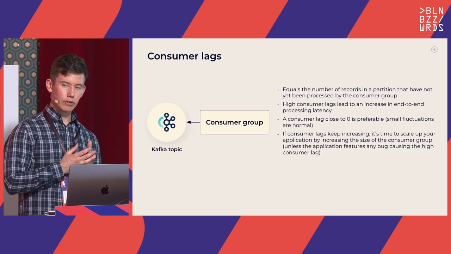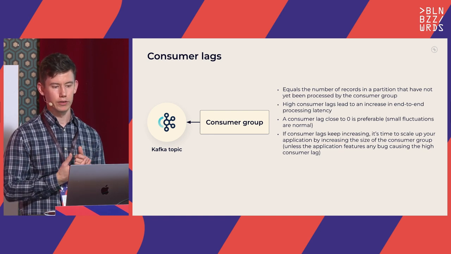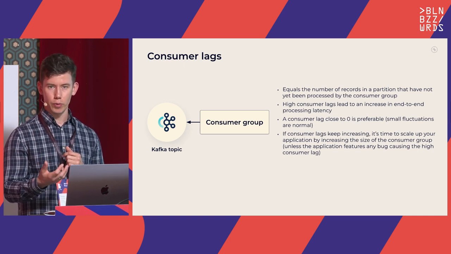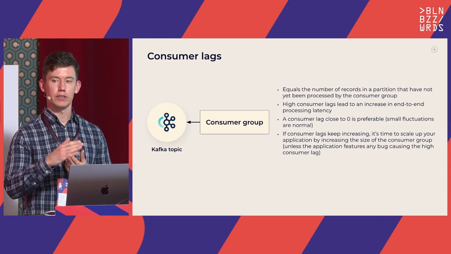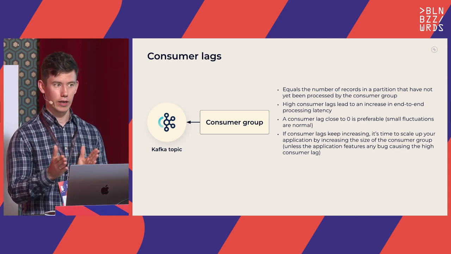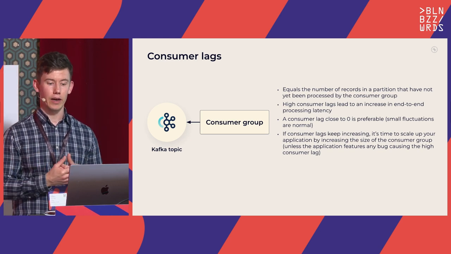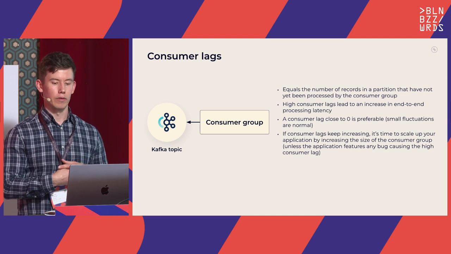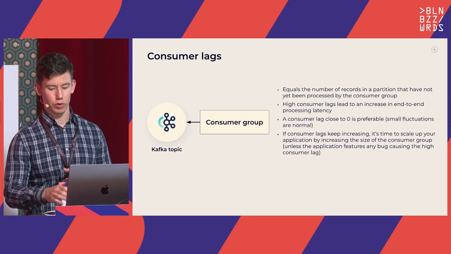A good metric to capture the current workload or throughput is the so-called consumer lag metric, which equals the number of records in a topic partition that have not yet been processed by the consumer group. If this lag increases, we will see an increase in the end-to-end processing latency. That might also indicate that our application can't handle the workload coming from the producer. So it's maybe time to scale up the consumer and introduce additional consumers to the consumer group.